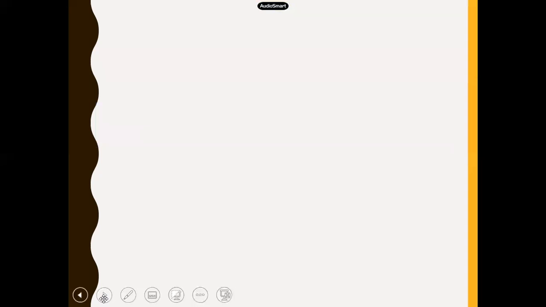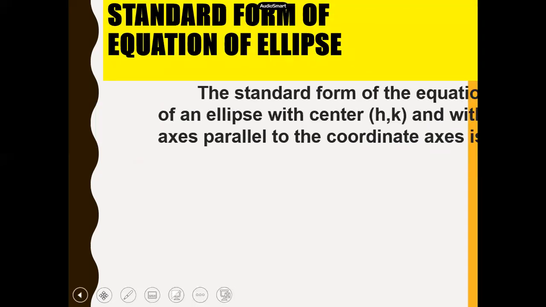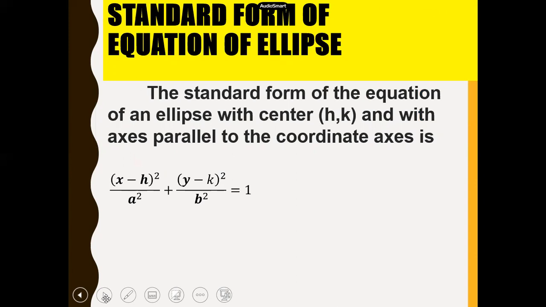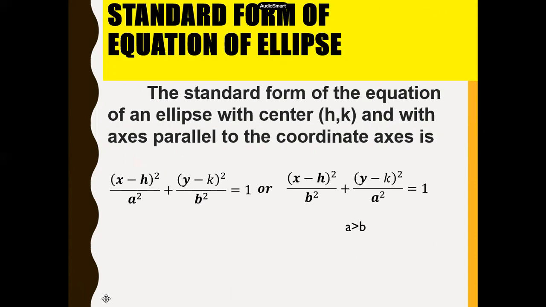And how about naman yung standard form? So ang standard form ay may itsura na ganito. You also have a quantity x minus h squared over a squared plus quantity y minus k squared over b squared equal to 1. And meron din tayong ganitong format into the standard form where a is greater than b kung you have the following quantity x minus h squared over b squared plus quantity y minus k squared over a squared equal to 1. So in the form of vertical major axis. Yung isa naman sa una is you also have the horizontal major axis.